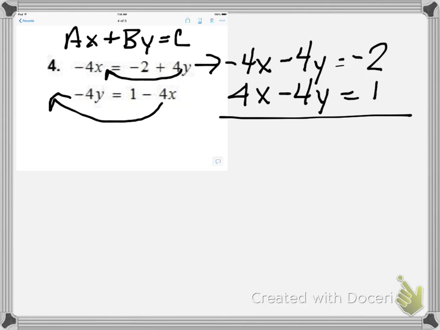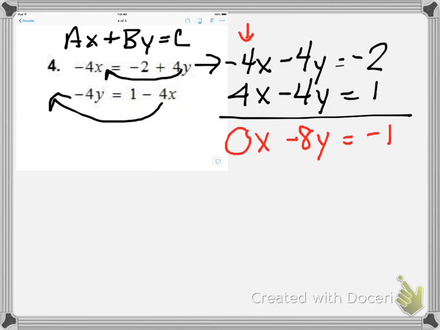Okay, now that I've written them in standard form, I'm going to go left to right, looking at the x's first. I have a negative 4 and a positive 4, and I know that if I combine those, I get what? That's right, 0, and that's what I'm needing. So at this point, I'm going to do 0x minus 8y equals negative 1.